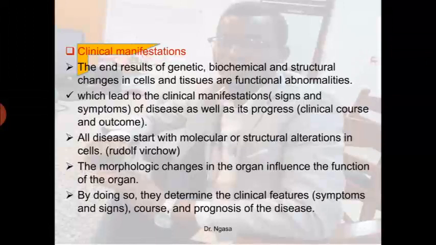So the last aspect of disease development is clinical manifestation. This is the end result of genetic, biochemical, and structural changes in cells, and the tissues function abnormally. After a certain stimulus affects a cell, mechanisms of injury occur within the cell, and later there are changes within the cell and the organ in general. It tends to affect the functioning of that organ, leading to abnormal functioning, and hence that can be manifested as a certain disease or characteristic of a disease.